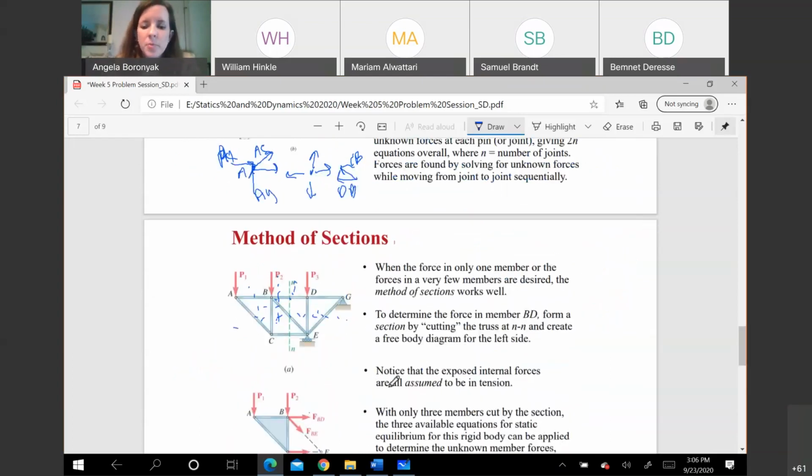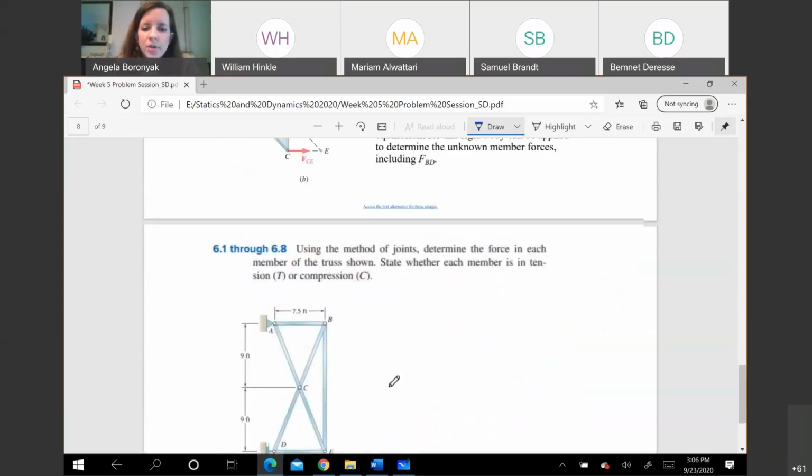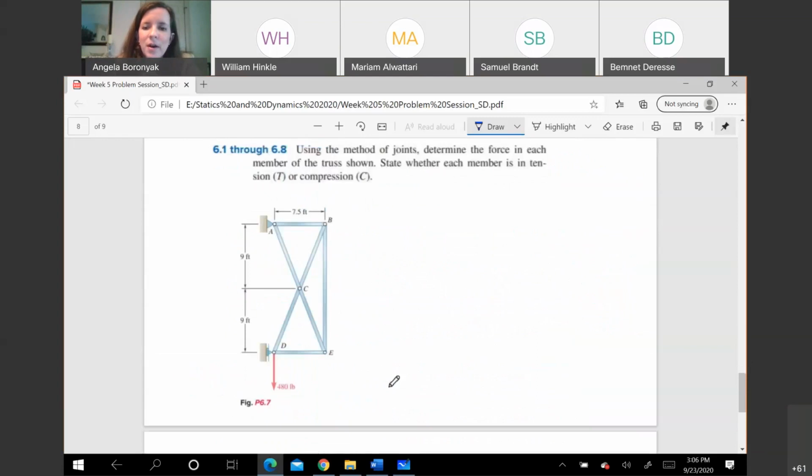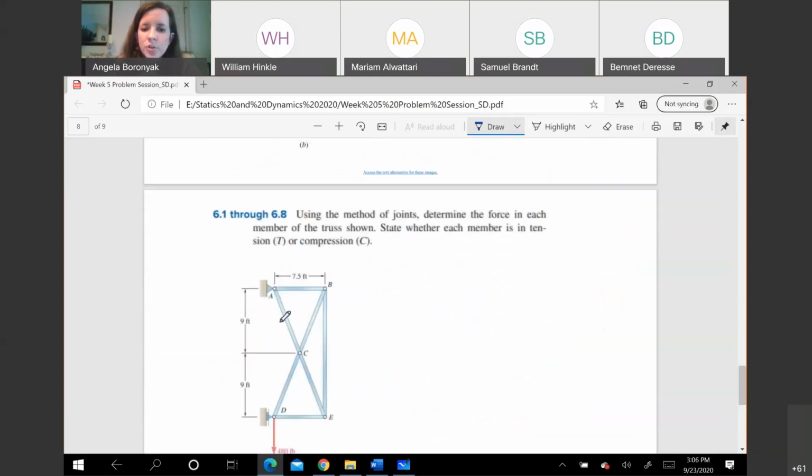So keep that in mind, it depends on what you're asked. So let's do this problem here. Using the method of joints, because it blatantly told me, determine the force in each member of the truss shown.